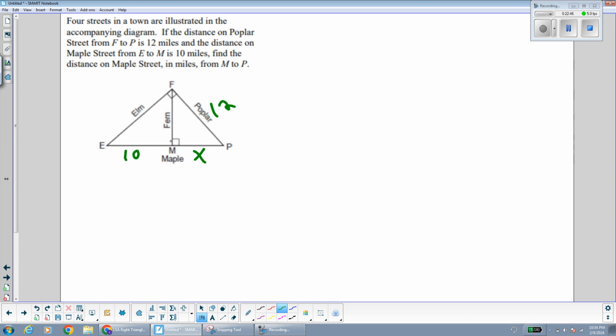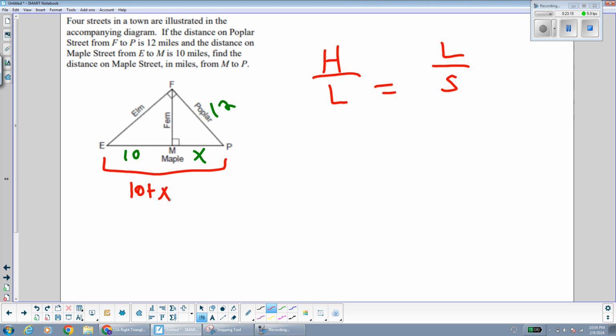Do I know anything about the altitude? No. Am I looking for the altitude? No. I'm looking for the segment of the hypotenuse. So this is going to be a hills situation because we don't know anything about the altitude. So H represents the entire hypotenuse of the big right triangle, which is the 10 part plus the x part, 10 plus x. The leg that we have information about is 12. And for the segment, we use the one directly below the leg that we're using.